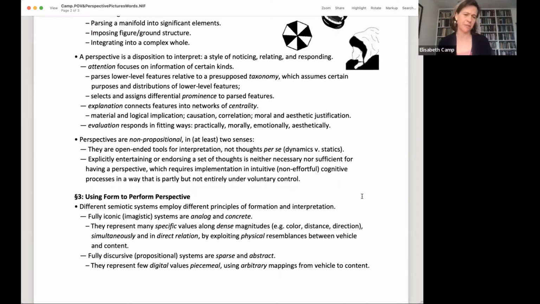The second thing is that having a perspective is not a matter of having propositional attitudes, in the sense that explicitly entertaining or endorsing some set of thoughts is neither necessary nor sufficient for having a perspective in the relevant sense. Having the perspective requires implementation in intuitive, that is non-effortful, cognitive processes, in a way that's partly but not entirely under voluntary control. And that's one of the things I really want to get out of the old lady, young lady figure in the gestalt. You can try to see it in a certain way. Trying can help, but trying doesn't guarantee success. Success means that your actual dispositions to pay attention, to assign significance, to connect and to respond, and the expectations that you form, are actually guided by the relevant cognitive processes.